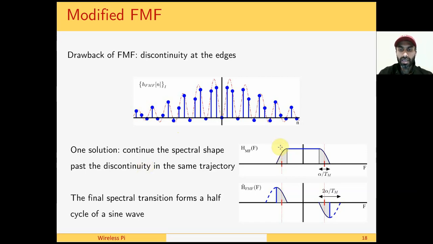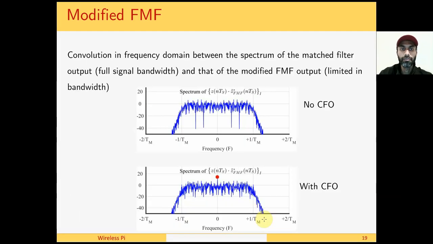One solution is that after taking a derivative of this transition bandwidth, we continue the spectral shape of this sine in the same trajectory here and here. That makes the shape smooth and the impulse response can be constrained. We can say that the final spectral transition forms a half cycle of a sine wave. This was a quarter cycle and this was another quarter cycle, half cycle.